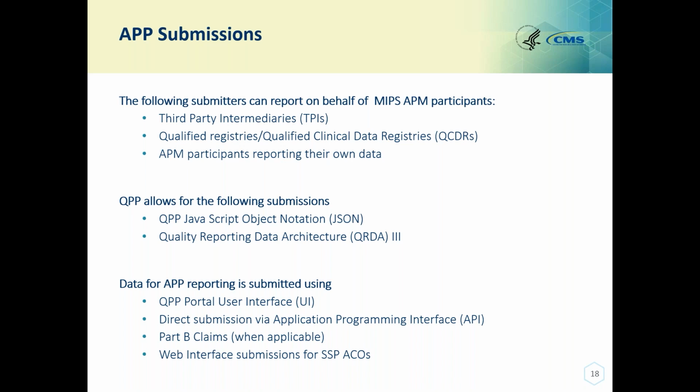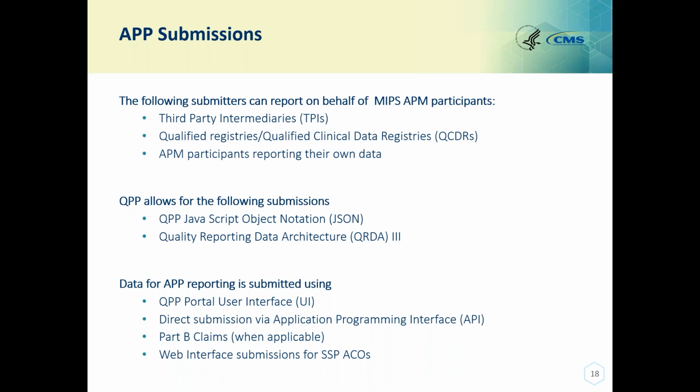They would do that by submitting the following types of file submissions. QPP allows for QPP JavaScript Object Notation files, which is an approved CMS specification for submitting QPP data. We also accept Quality Reporting Document Architecture 3 files, better known as QRDA 3 files. This is also a file accepted by QPP for data submission. And there's also a QRDA 3 document that is available that provides the structure in which you can report your APP data to QPP.